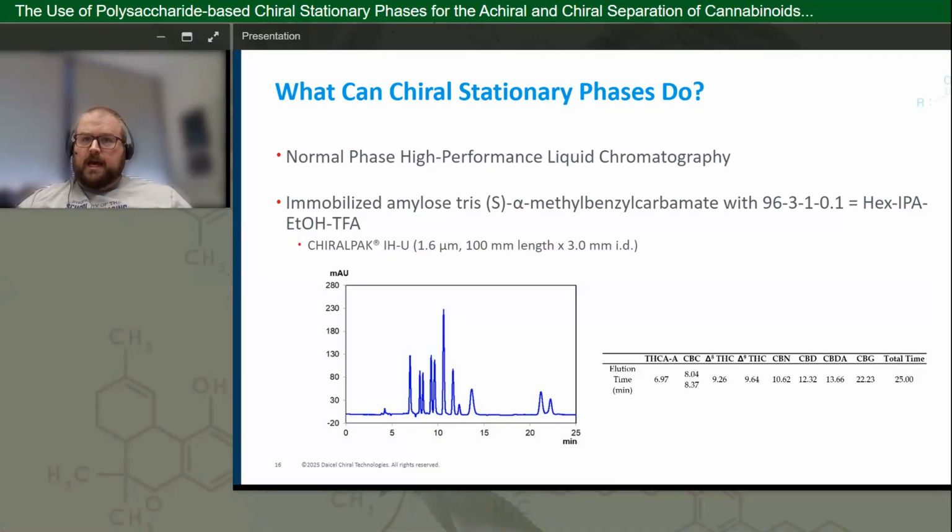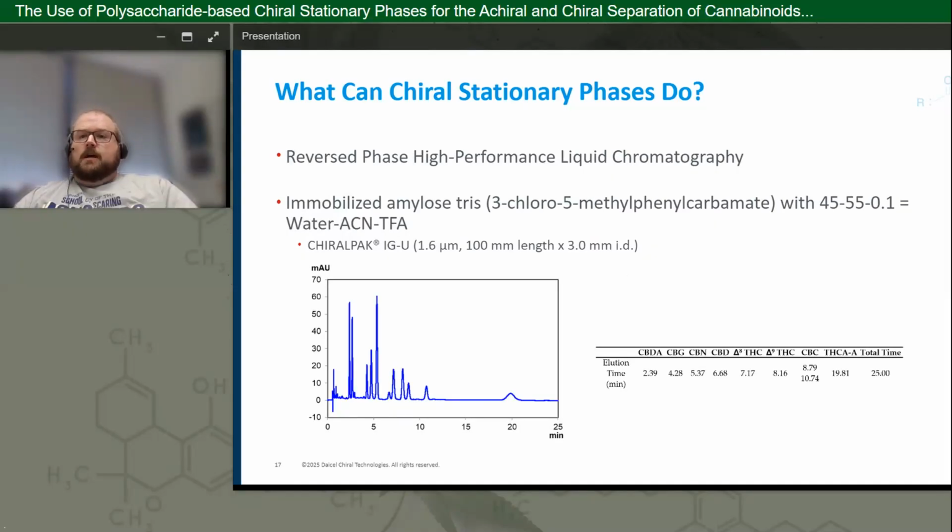And then, of course, if we want to look at some of the other phases, we don't just have to look at that cellulosic one. We have the amylose tris-S-alpha-methylbenzyl carbamate, which is structurally very different from that other chiral selector. And then this is also amylose. With a very similar mobile phase, hexane, isopropanol, ethanol, TFA, we see, again, nice separations across the board and good discrimination of our D9 and CBD, which was, again, still the priority of these analyses.